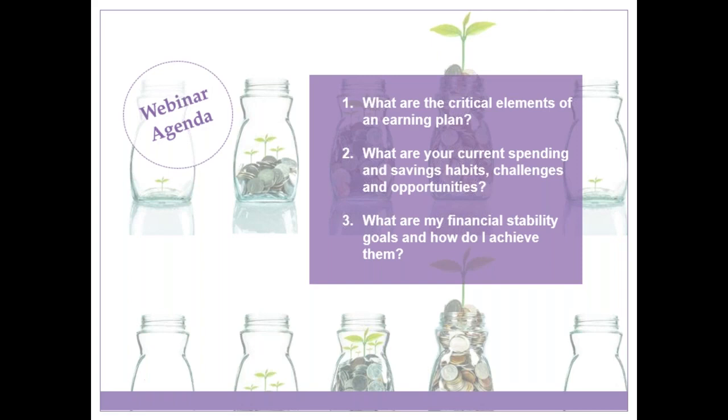First, what are the critical elements of an earning plan? 2, what are your current spending and savings habits, challenges, and opportunities? And 3, what are my financial stability goals and how do I achieve them?